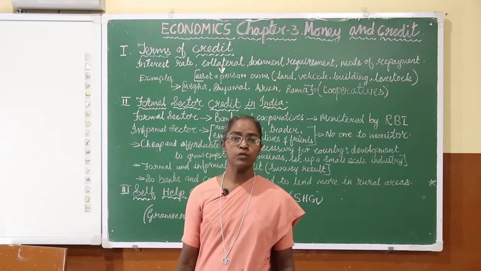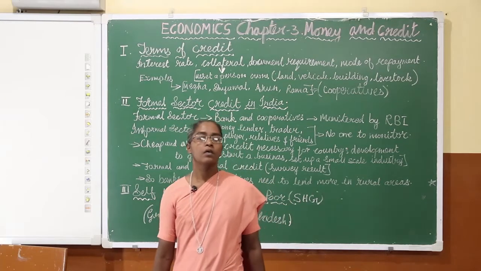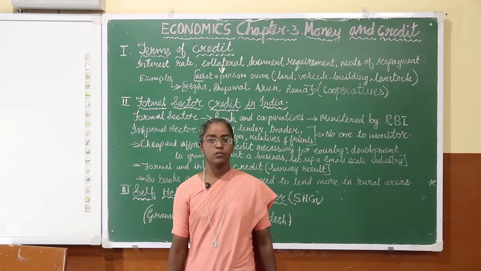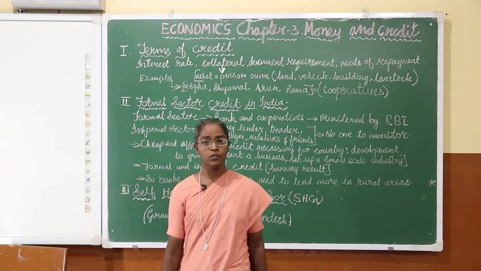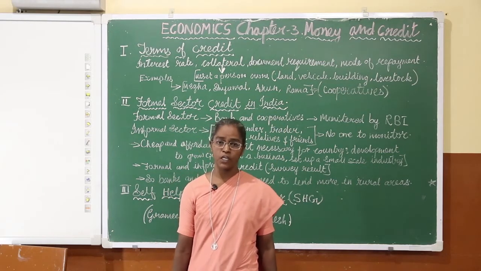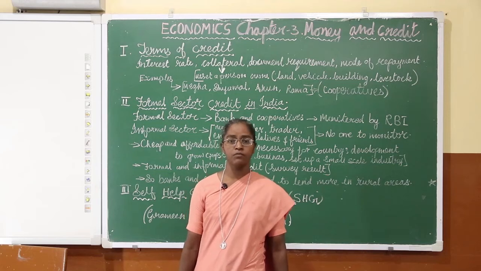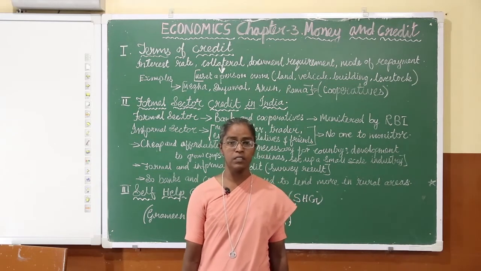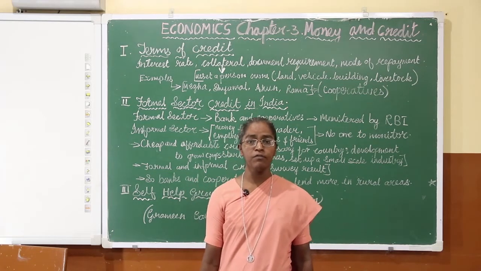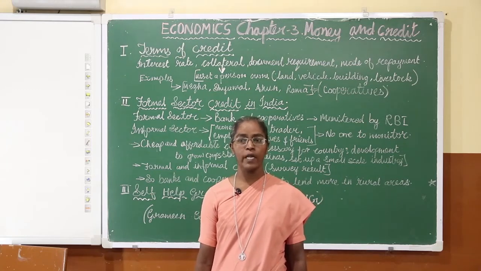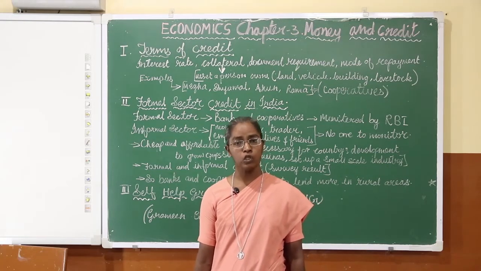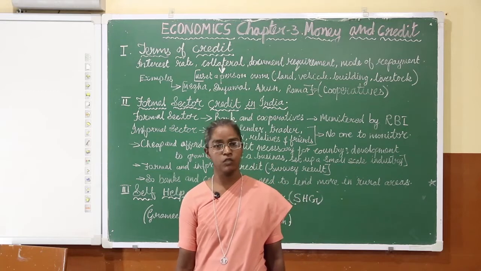Before I begin today's class, a quick revision of the last class. We learned in our last class chapter 3, Money and Credit, from your economics. The topics that we covered in our last class are money as a medium of exchange, modern forms of money, loan activities of banks, and two different credit situations.